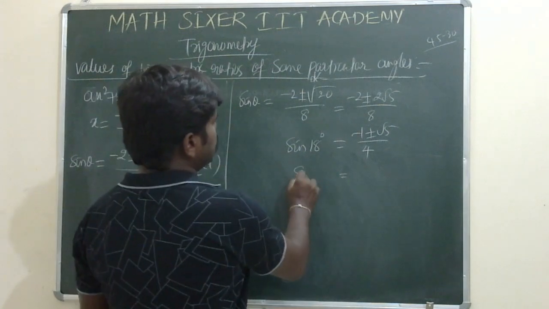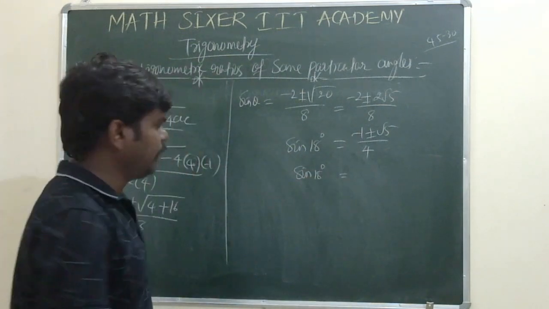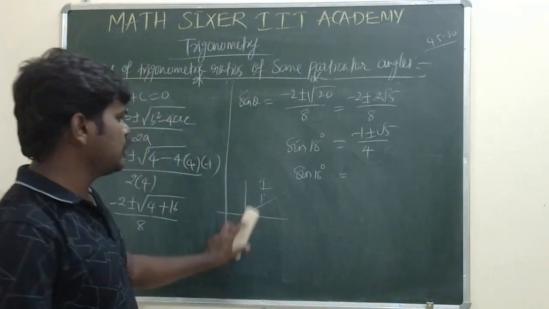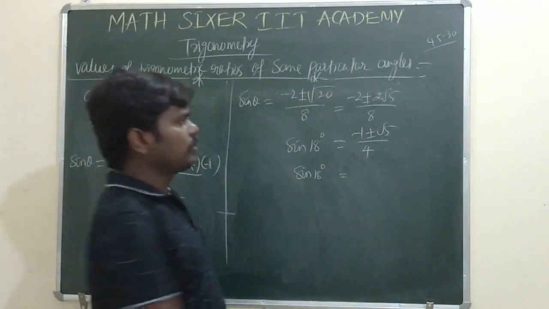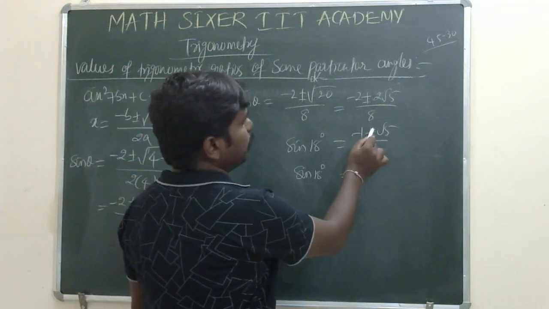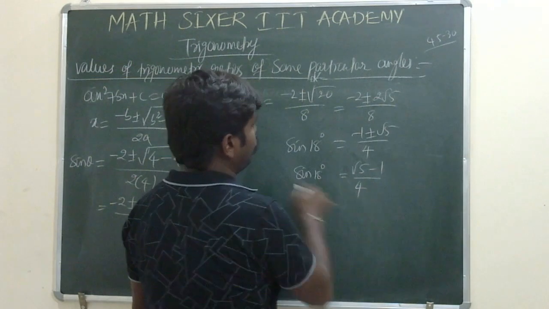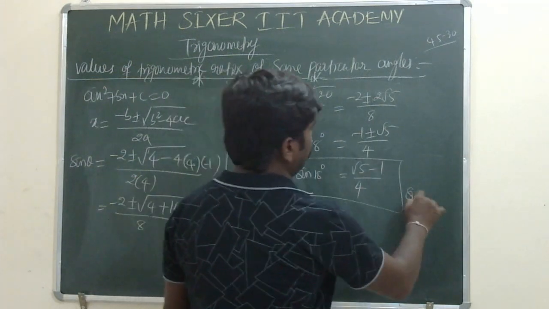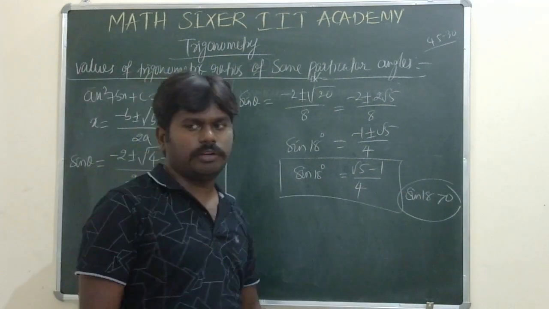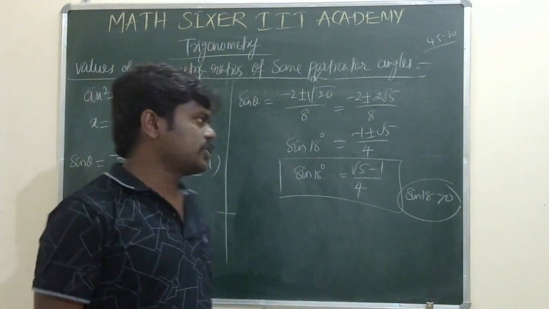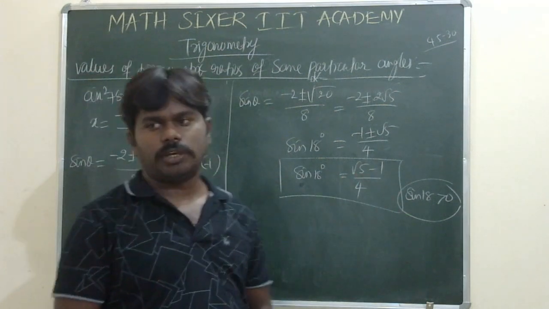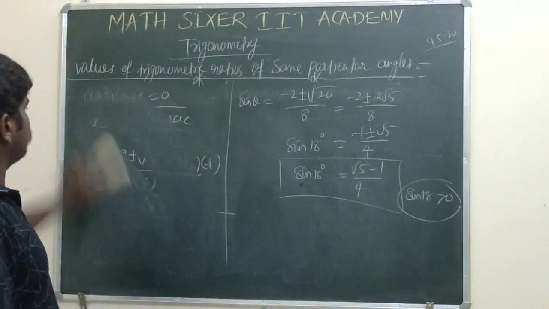So here when you see this sin 18, it will come under the first quadrant. In the first quadrant the sin function is positive. So it cannot be negative. If you take the negative sign here, then it becomes wrong. So what we have to do is take only the plus sign. So hence root 5 minus 1 by 4. You can write the reason here that sin 18 is greater than 0, because 18 degrees comes under the first quadrant only, so sin 18 is greater than 0 in the first quadrant. So hence sin 18 is equal to root 5 minus 1 by 4. Okay, so that's all about the sin 18 value.